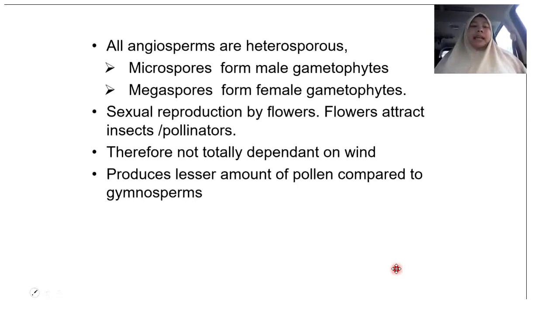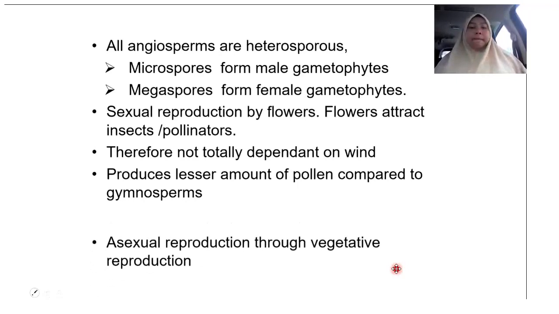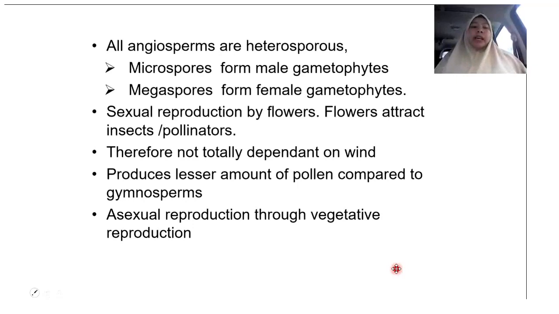It undergoes sexual reproduction by using flowers as the agent of pollination. The flowers will attract insects and other pollinators, so they are not totally dependent on wind, like gymnosperm. It may also undergo asexual reproduction through vegetative reproduction, which you will learn in chapter 9, for example rhizome, corm, tuber, runner, and so on.